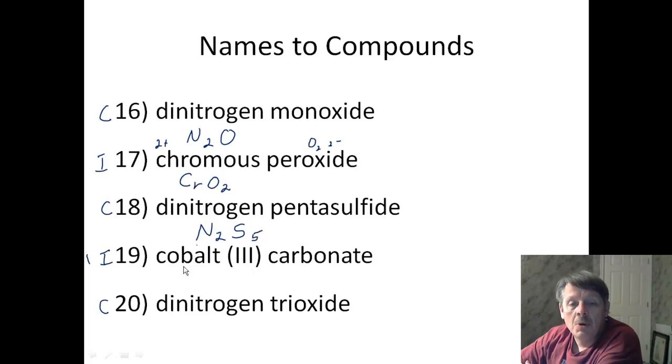How about cobalt 3 carbonate? Well, that means cobalt has a 3+ charge. Carbonate has a 2-. Cobalt is Co. Carbonate is CO3. But when I crisscross, I have to have 2 cobalts, and I have to have 3 carbonates.